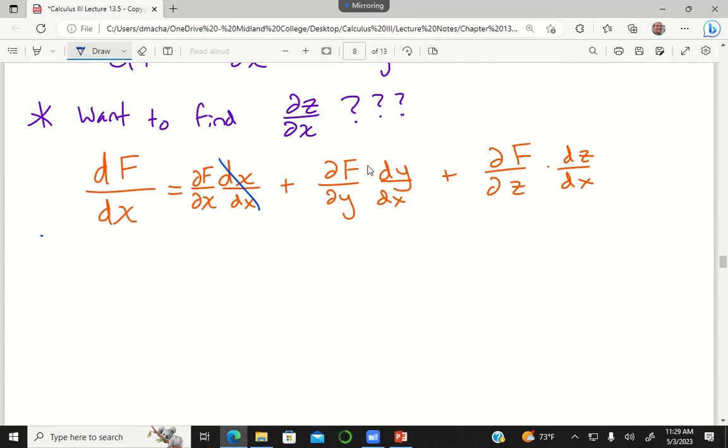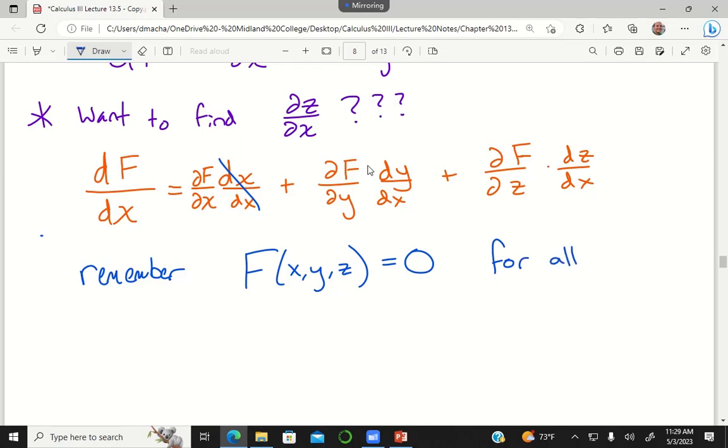And also, we need to remember that in my equation, we said that capital F, while it was a function of x, y, and z, is always going to be equal to 0, and that's how we're defining the relation between variables x, y, and z. So this is true for all values of x.